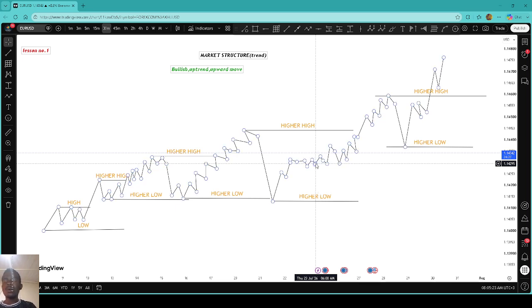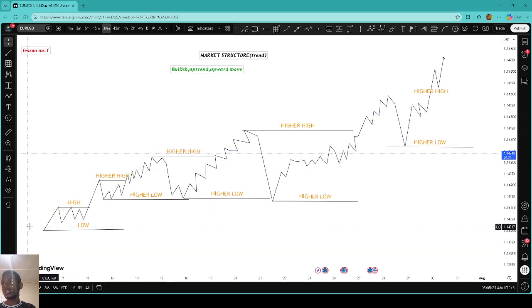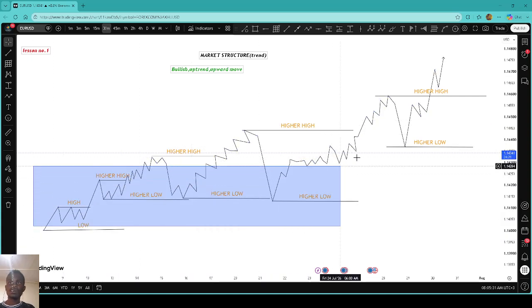Now, we will be looking into a chart. Let's clear these zones.